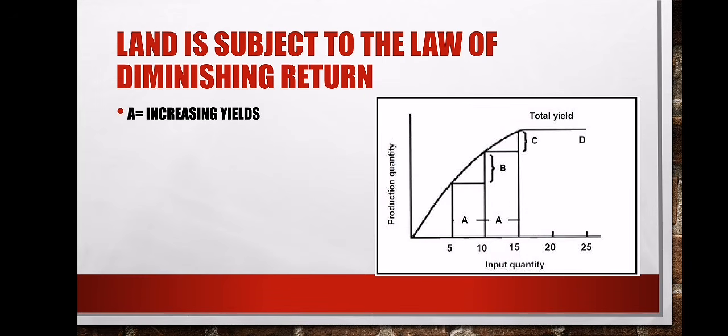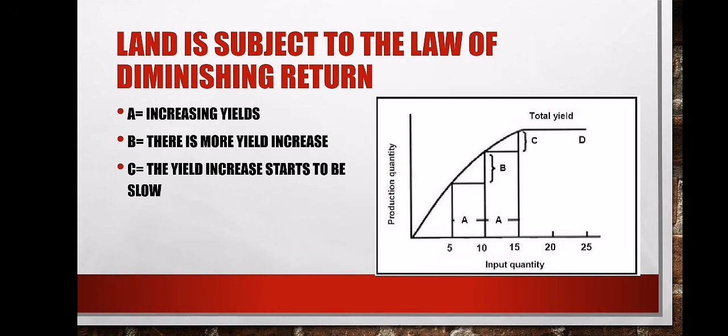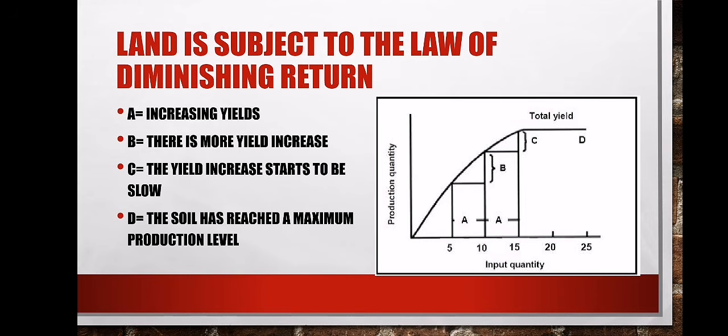Let's have a look at it in this way. One, in A, you can see that the production increases, there is increasing yield. In B, there is more yield increase. As you can see, it's faster in B. The increase is faster the more you add the fertilizer. But in C, now the increase starts to be slow. Yes, there is increase, but it starts to be slow. Then it has to tell you as a farmer that the land is about to reach its production potential. But what happens in D? The soil has reached a maximum production level or a maximum production potential.